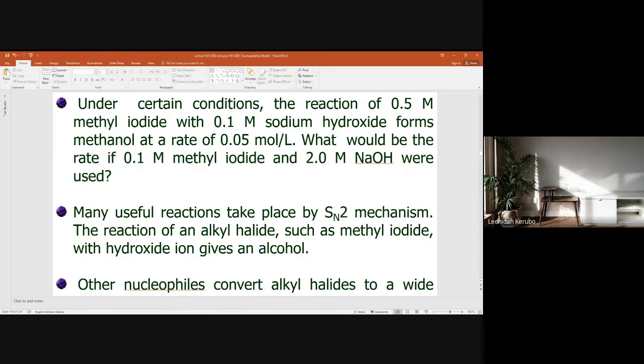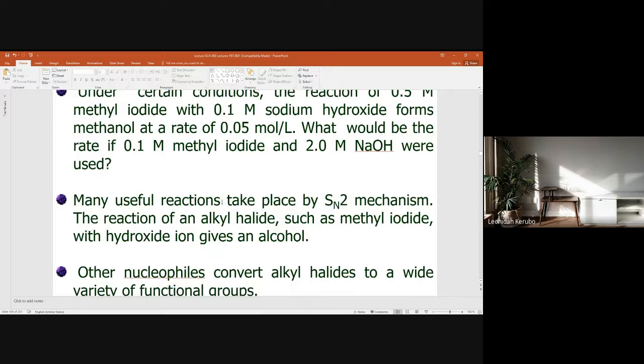Of course, when you see this, you might start asking, hey, where is the hydroxide? Of course, when you see sodium hydroxide, that is the source of the hydroxide ions. The hydroxide ions cannot exist on their own. They are stabilized by the sodium ions. So when you see sodium hydroxide, you know that is the source of the nucleophile, the hydroxide ions.